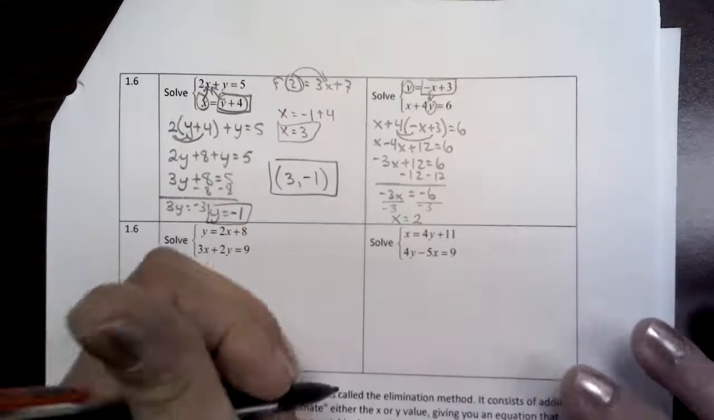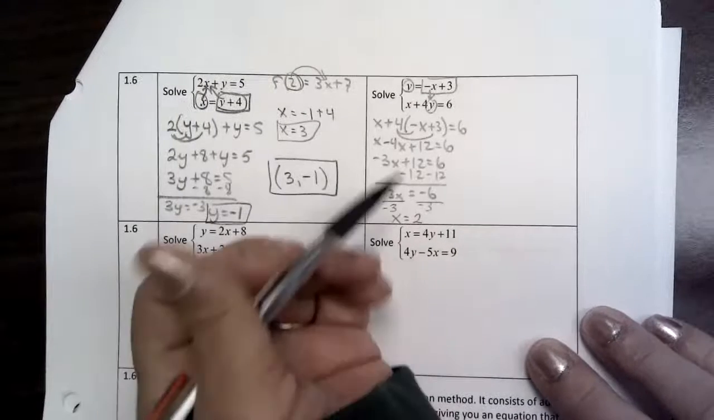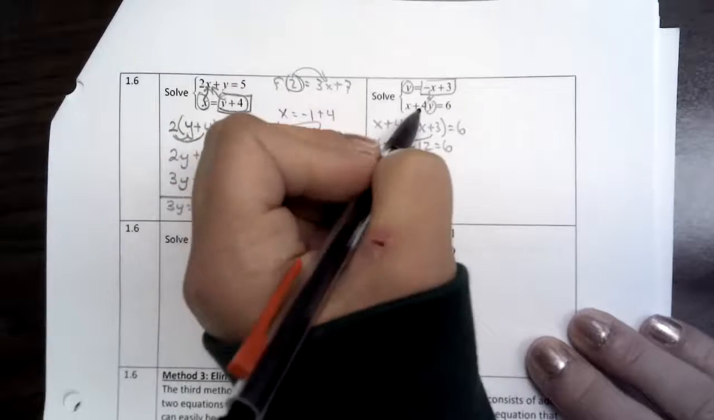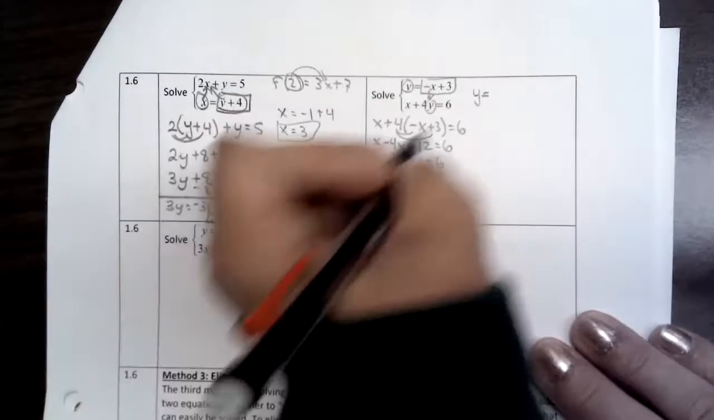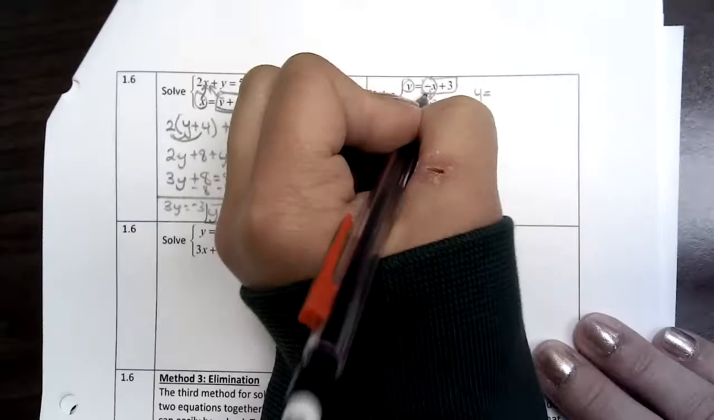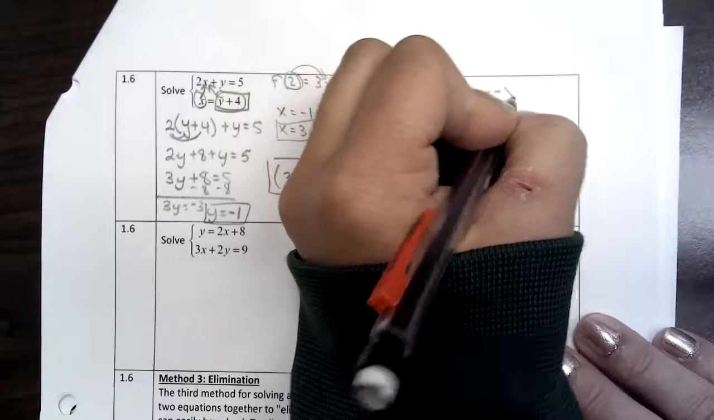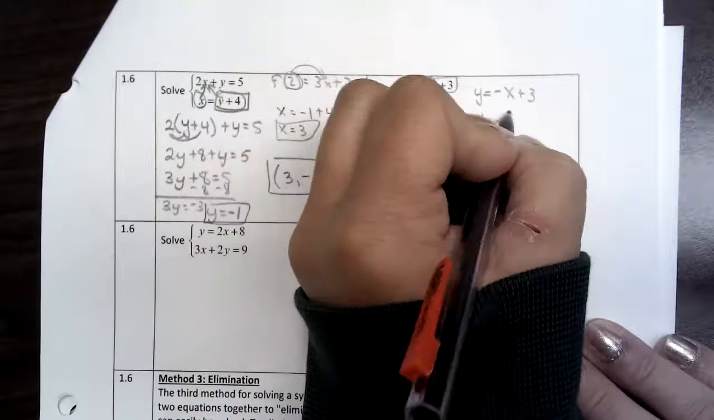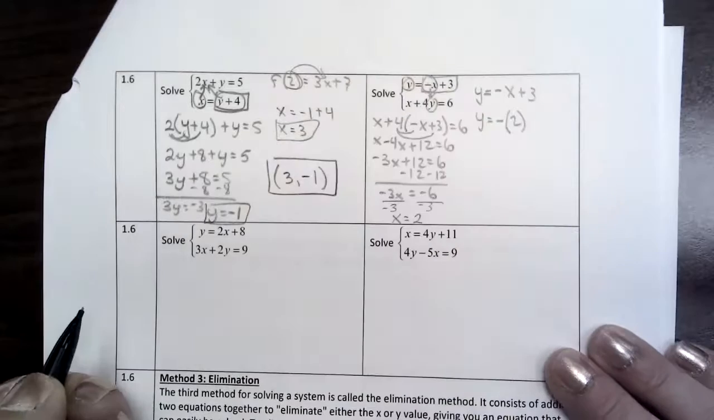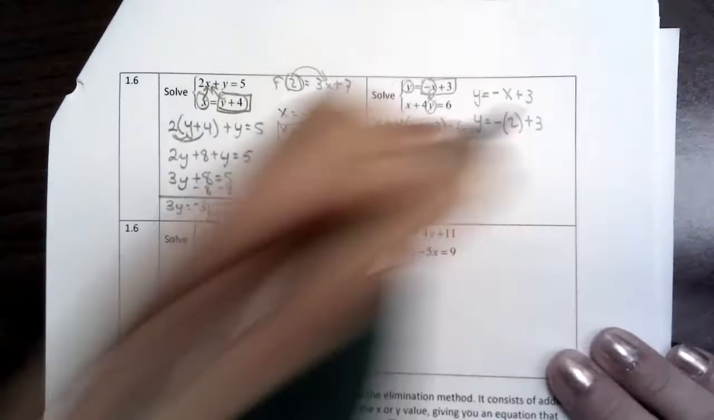But remember, I'm not done yet. Now I need to solve for y. I can plug my x back into either equation. I'm going to go ahead and plug it back into the top one. Now keep in mind, this is a -x. So it says y equals -x plus 3. That means negative whatever my x value is, plus 3.